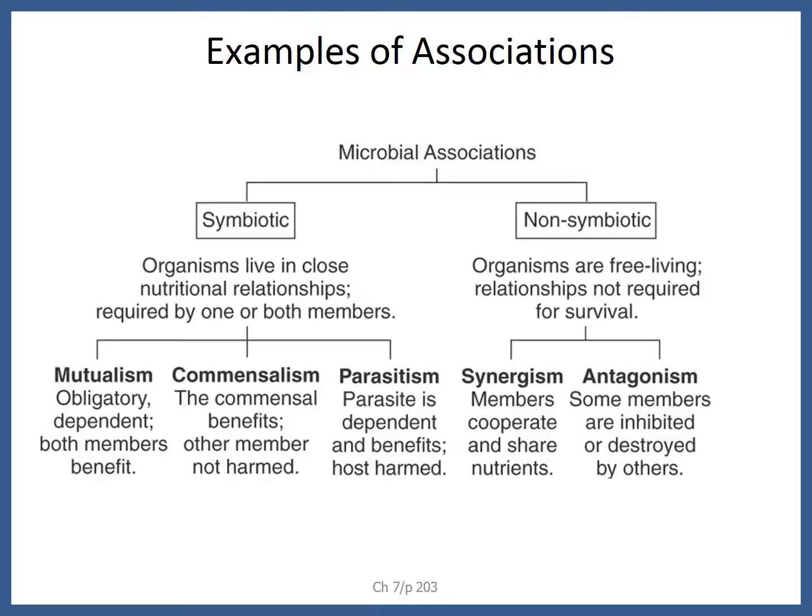So for example, in synergism, members can cooperate and share nutrients. You may have some cooperation between microbes, different species of them, in a biofilm. In antagonism, some members can be inhibited or destroyed by others. A good example of this could be some microbes make natural antibiotics. So for example, some molds, like penicilliums, do. By secreting these antibiotics out into the media around them, they can inhibit the growth of other species.